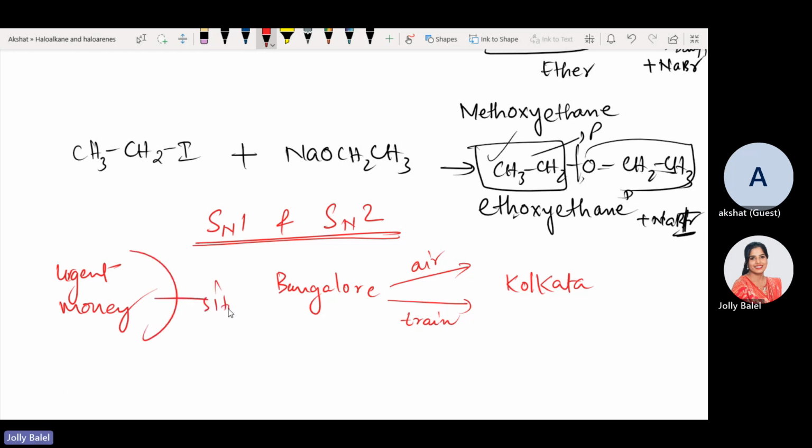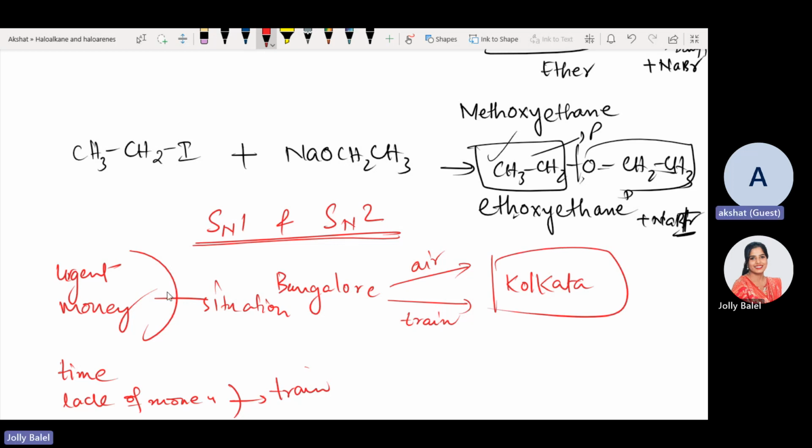These are your situations. If you have a sufficient amount of time but you are lacking money, which one will you prefer? You will prefer the train. In both cases, ultimately you will reach your destination, right? So depending upon the situation, which path will you choose? That is your S1 and S2.